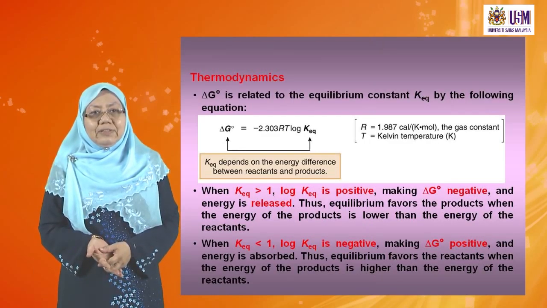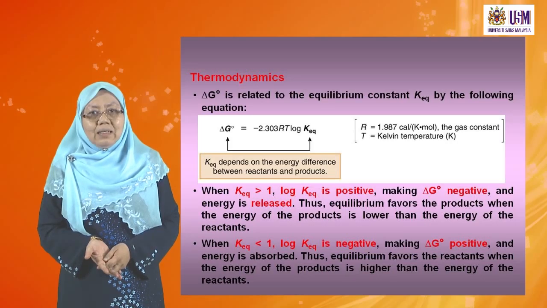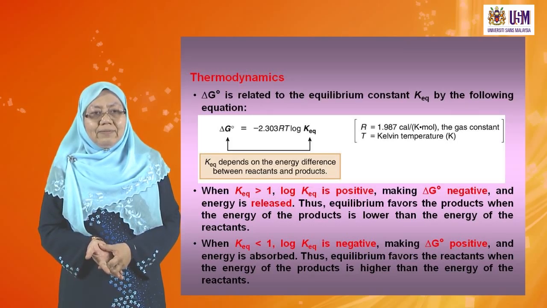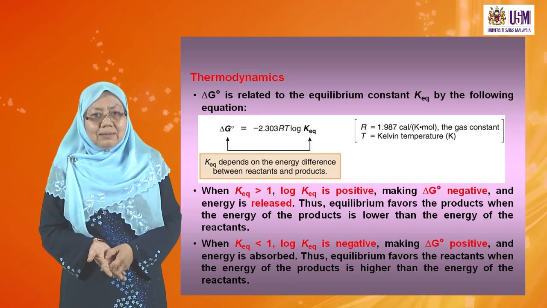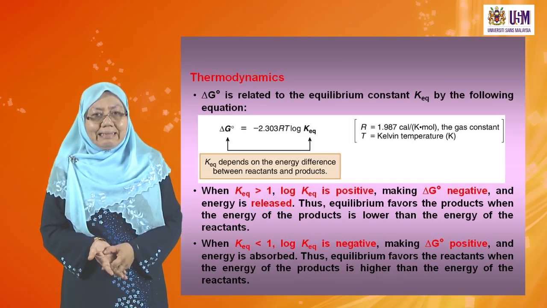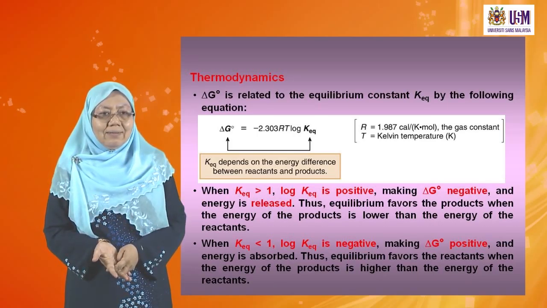Delta G naught is related to the equilibrium constant by the following equation. We have delta G naught equals minus 2.303 RT log of the equilibrium constant. R has the value of 1.987 calories, or kilocalories, and this is the gas constant, and T is the temperature in Kelvin.